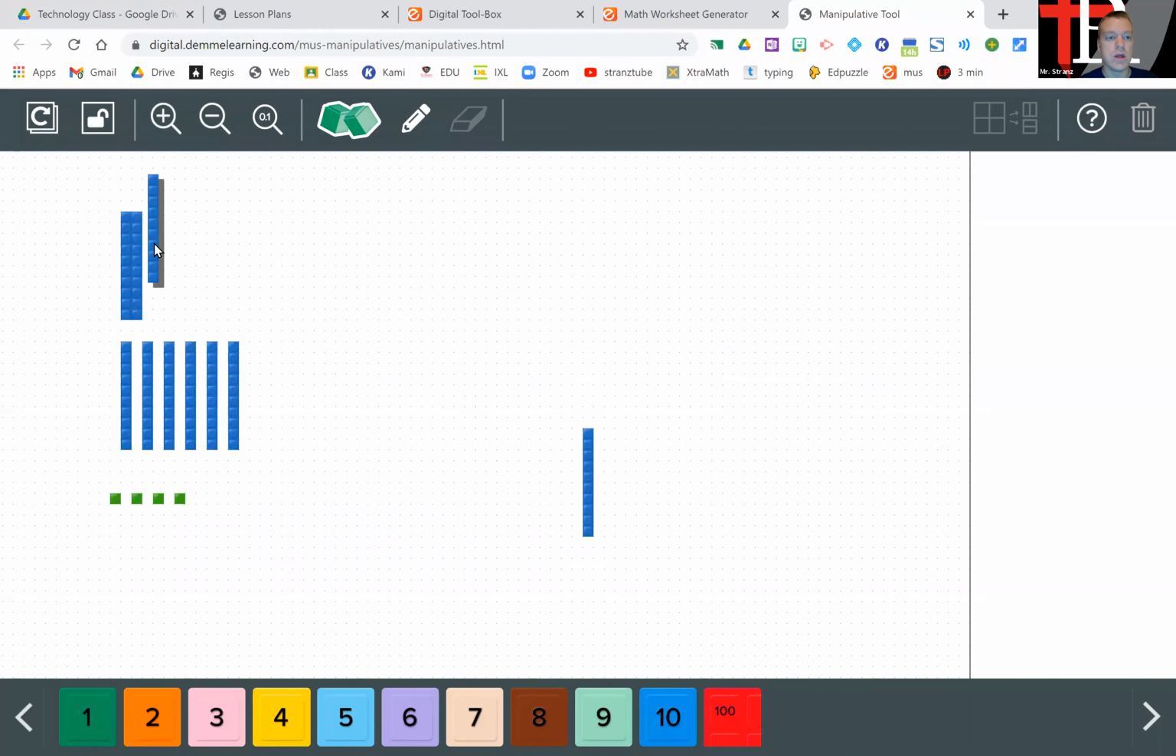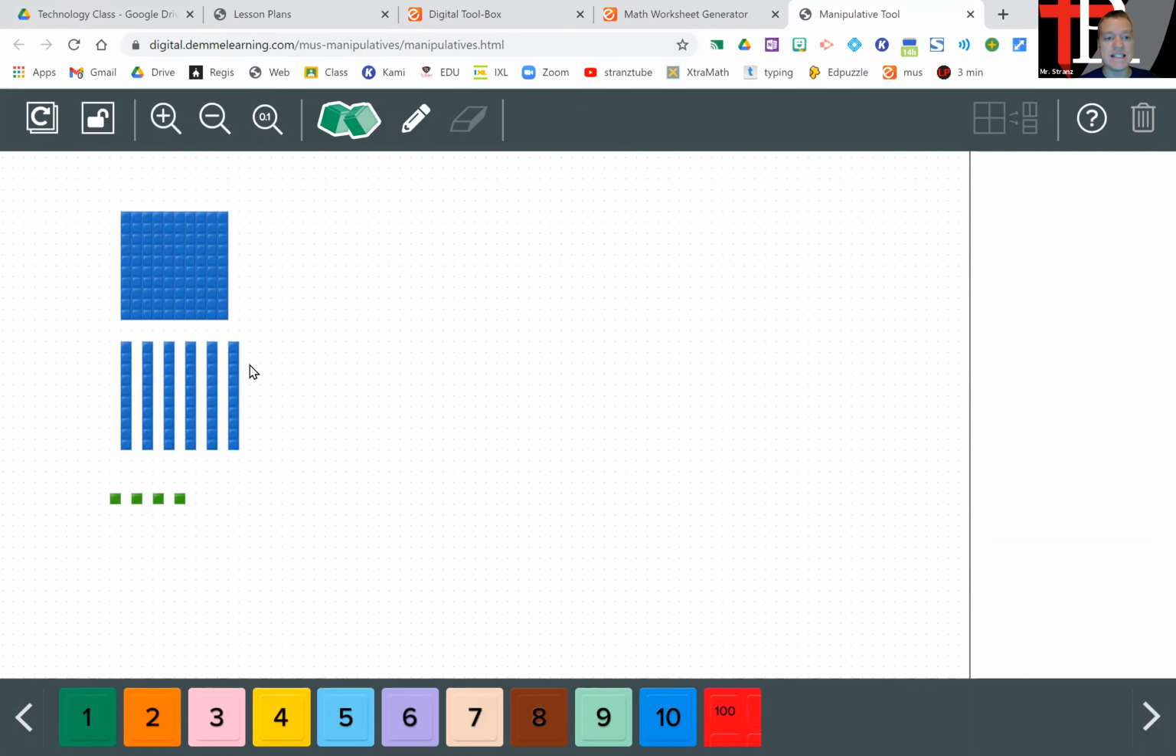So 2, 3, 4, 5, 6, 7, 8, 9, and 10. Okay, so I have the same number I had, right? 1.64. I need to divide that into 4 groups. Okay, so let's just look at this one in the bottom one. We'll worry about the green later.